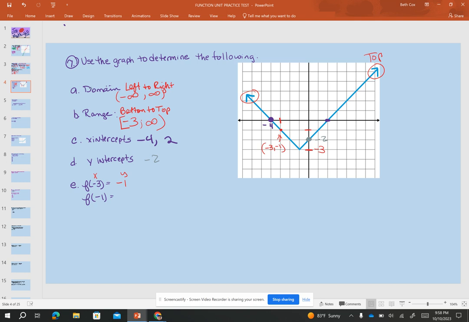F of -1, well, here's -1 for the x. Again, it wants the y value, and that would be -3. So that's number 7. This can be very confusing for people, but don't let it be. It's really not that hard. That's number 7. Let's move on.